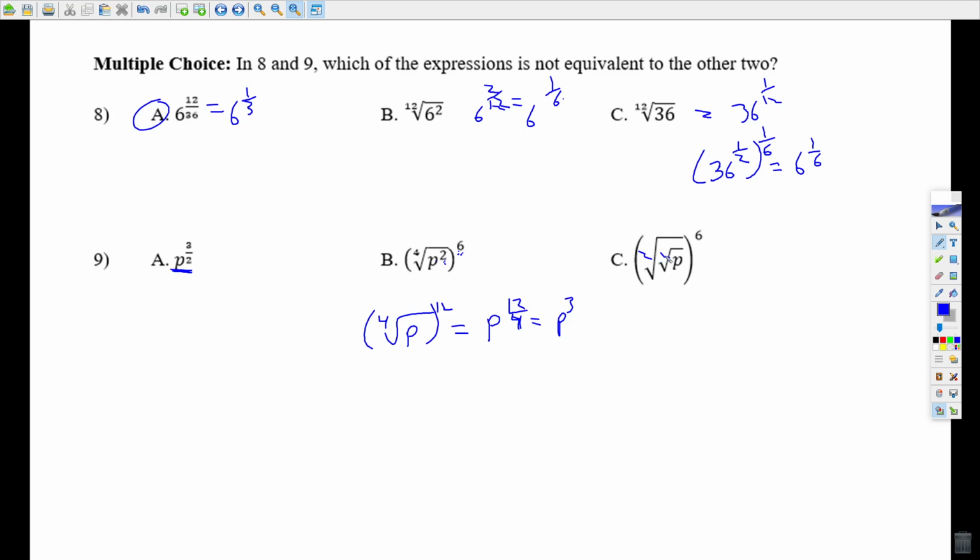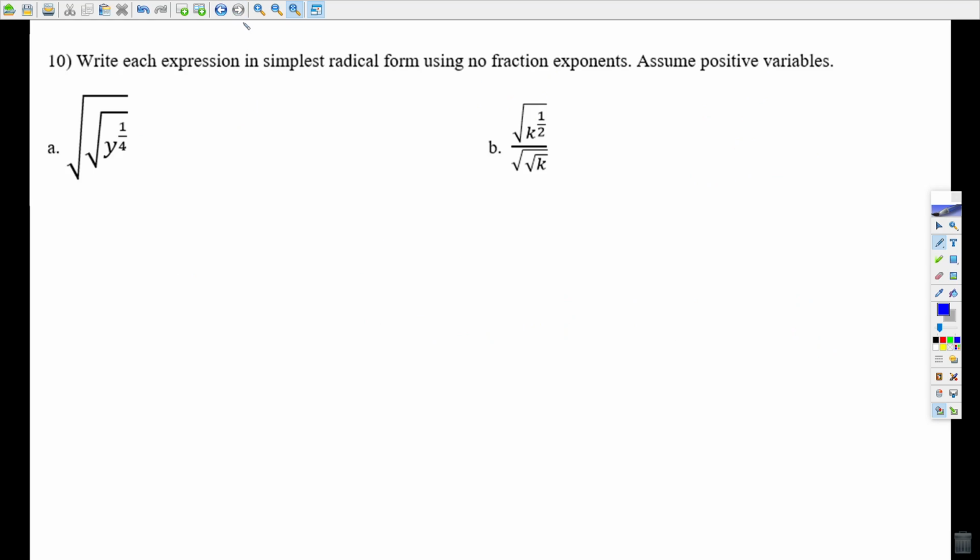This one we have the square roots. So this would be like combining those two and saying the 4th root of p to the 6th, which would be p to the 6 over 4. And you could reduce that down to p to the 3 over 2, I believe. And so these two match. So this is the one that's not. Okay. So I did some of those with you.